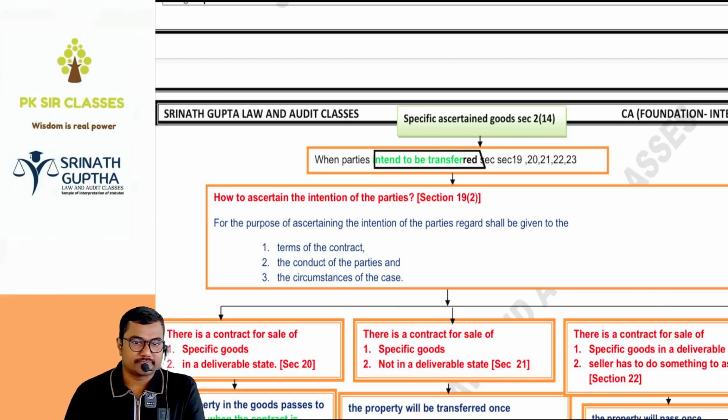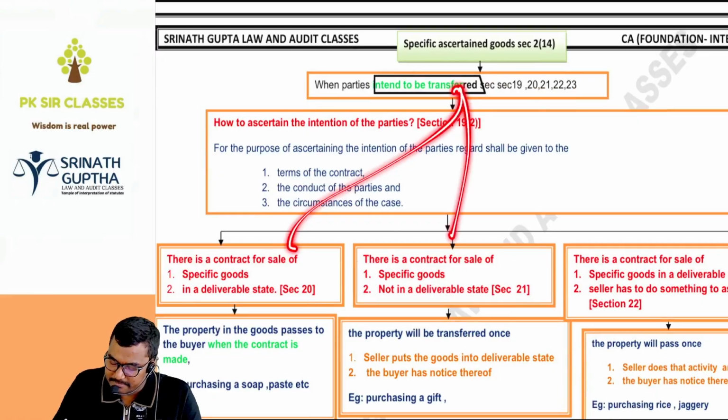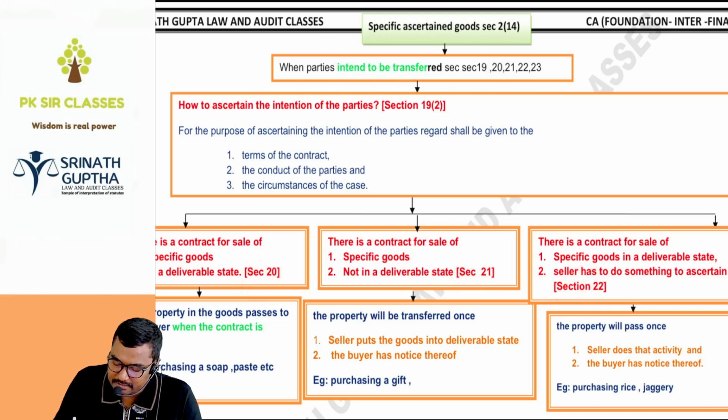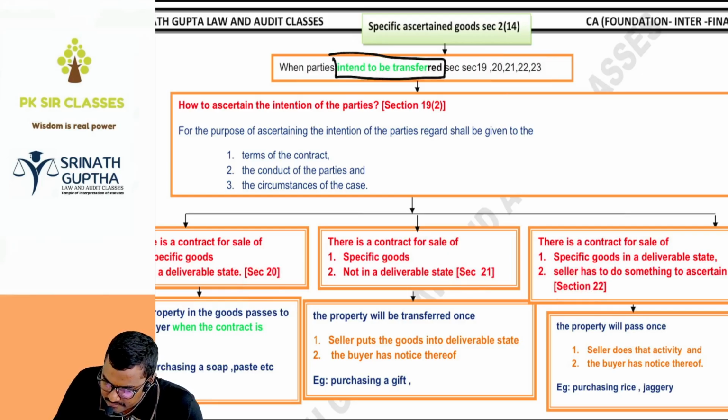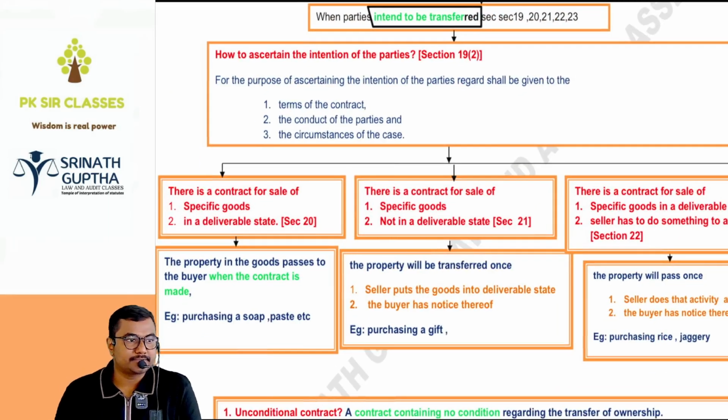In case of specific goods, ownership will be transferred when the parties intend. Then what is the meaning of intention? This intention is of three types. How many types? Three types.